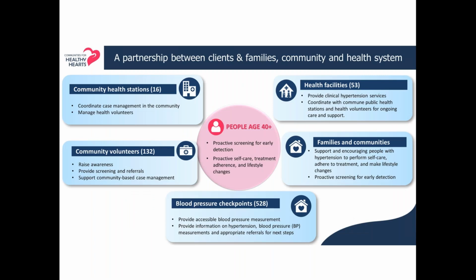So the project is very much about a partnership between clients and families, the community, and the healthcare system. So there are 53 public and private health facilities that are part of the network that offer clinical hypertension services. And they coordinate then with the primary care facilities, the community health stations, of which there are 16 that we work with. And they're offering primary case management for hypertension in Vietnam. And one of the reasons why we're focused on the primary care level is only 20% of commune health stations are equipped to manage hypertension. So this has been an important focus of our work.